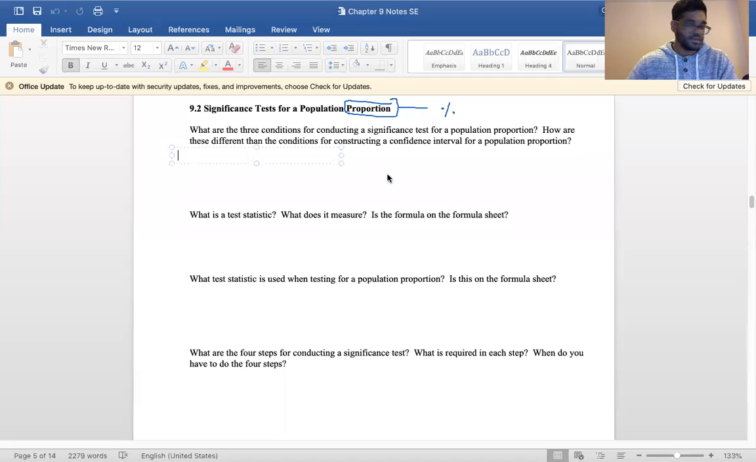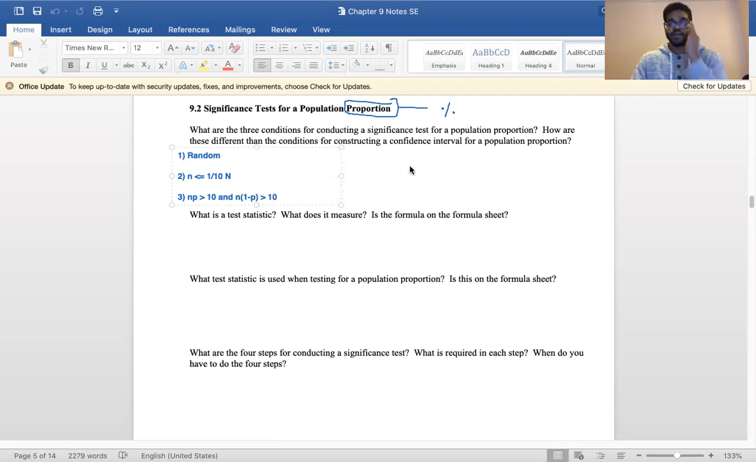And so what are the three conditions we need to check? So first one is random. Second one, n has to be less than or equal to 1/10 of big N. Number three, n times p has to be greater than 10. And n times 1 minus p also needs to be greater than 10. Okay, so all the same conditions that we've used before.